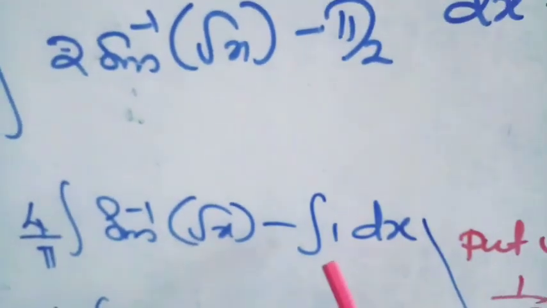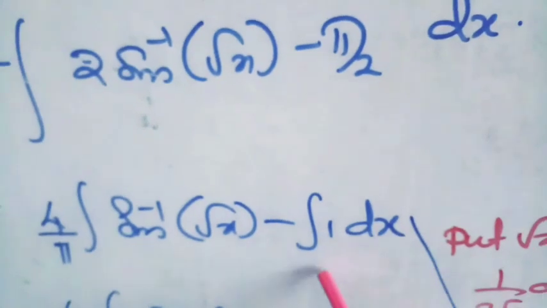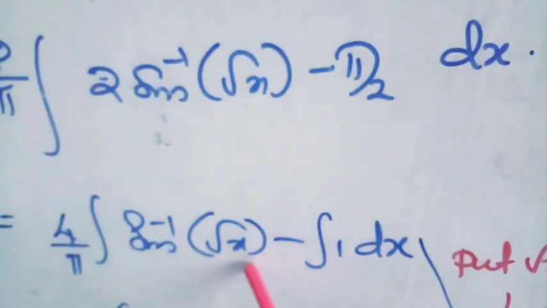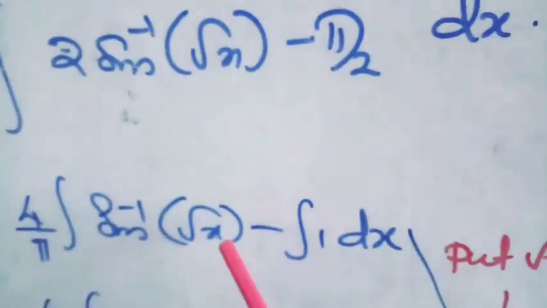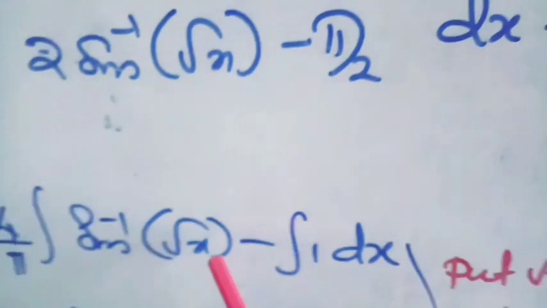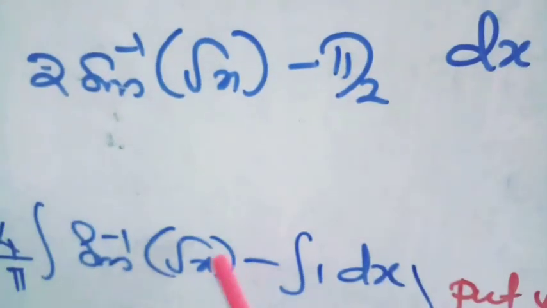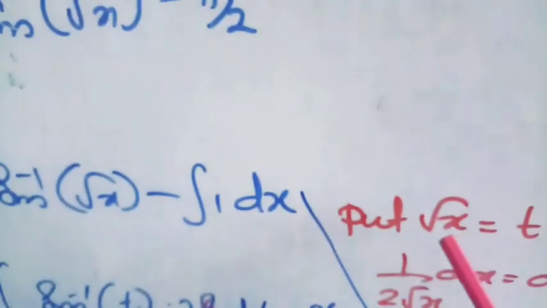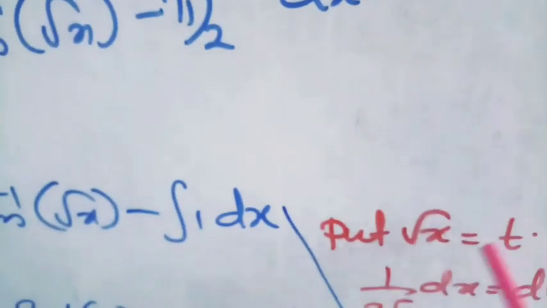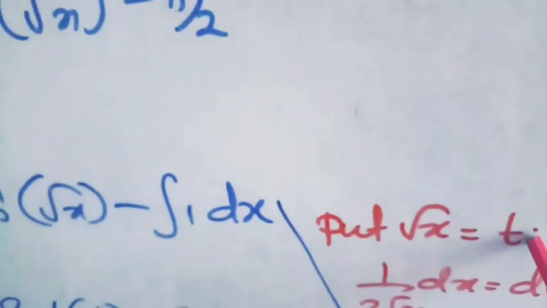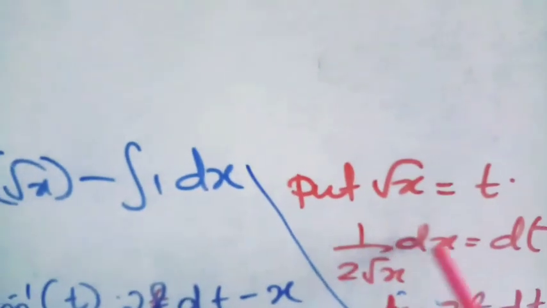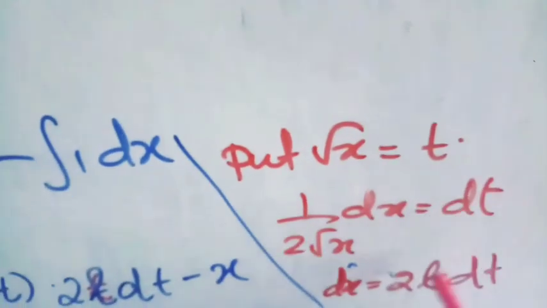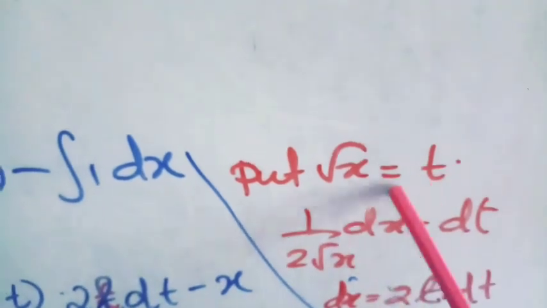The second part integral is very simple, because the integral of 1 is x, and I told you if an expression contains some radical symbol, we assume the substitution to remove the radical symbol in this one. We need to give the substitution in such a way that the radical symbol goes away. So I think root x is equal to t, or x is equal to t square, we can take it. That is 1 by 2 root x dx is equal to dt. dx is equal to 2 root x into dt. That is 2 root x means 2t dt.